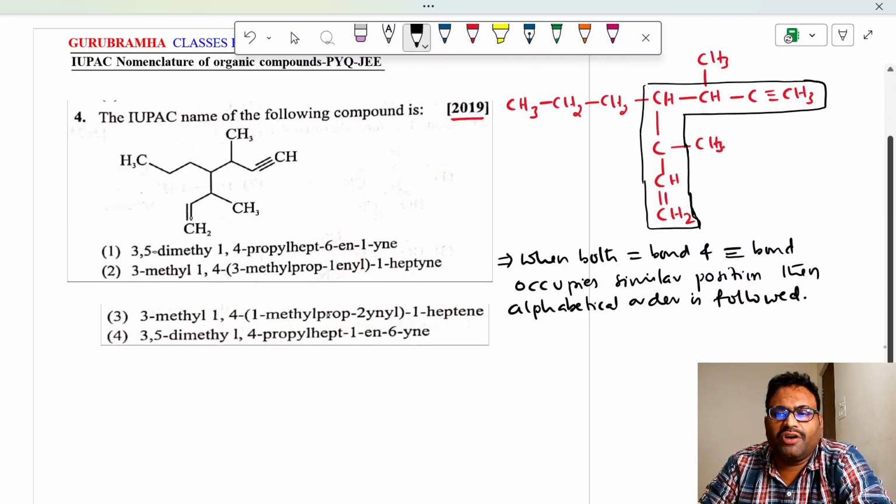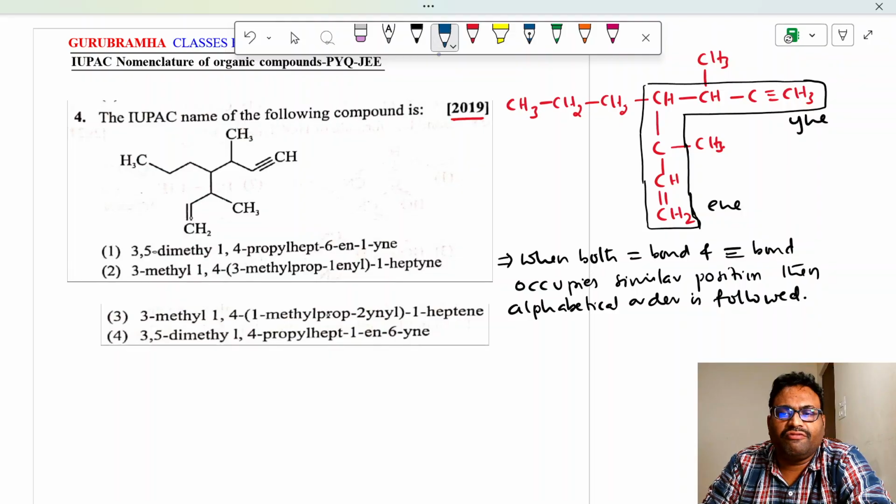The double bond is ene. The triple bond will have ine. In alphabetical order, which comes first? E comes first. So we have to see that this ene, that is the double bond, possesses the least position. Then where does the numbering start from? The numbering starts from the ene end. 1, 2, 3, 4, 5, 6.